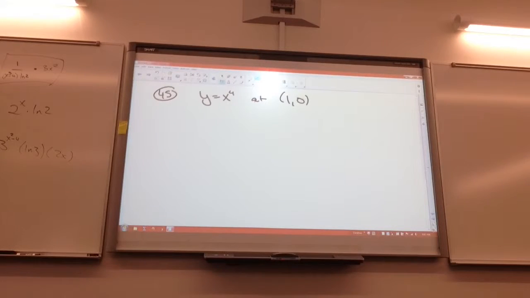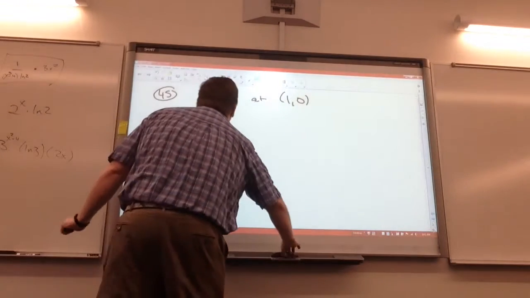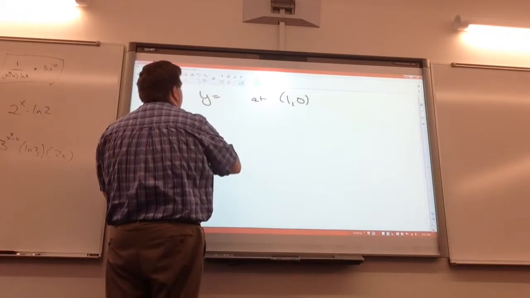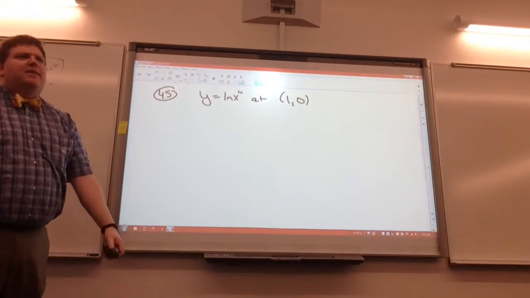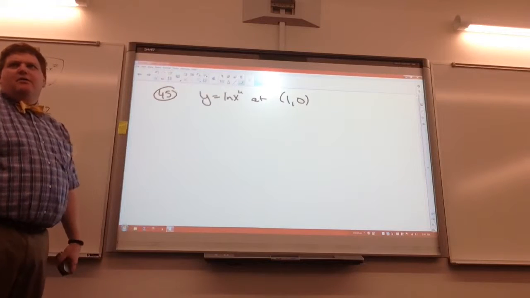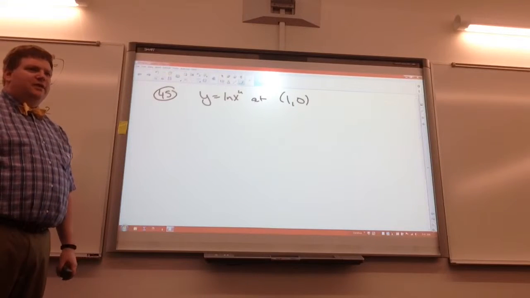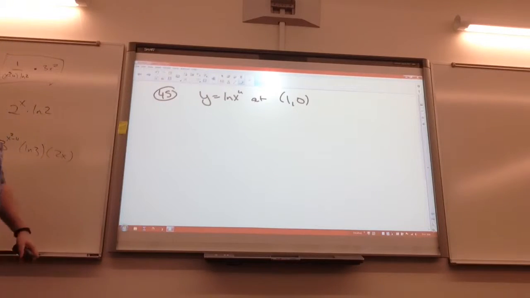Actually, I can tell you why there's a problem with this one. It's a misprint. This is a typo. What is it supposed to be? It should be ln, the natural log of that. The dead giveaway of the problem is that 1, 0 is a point on x to the fourth? No. The point would be 1, 1, not 1, 0. So this is the correct problem.